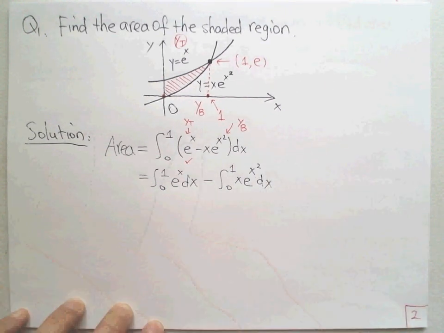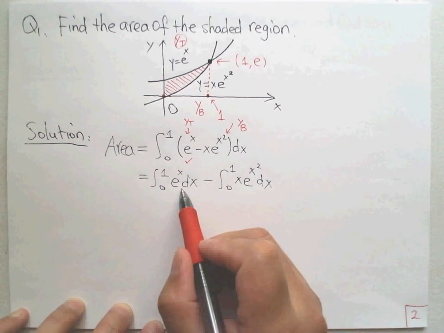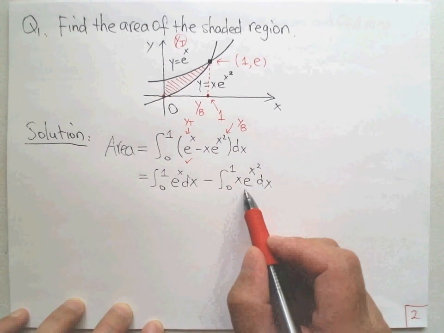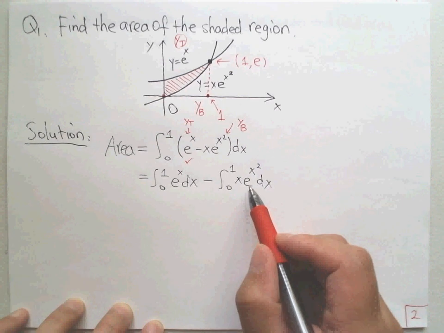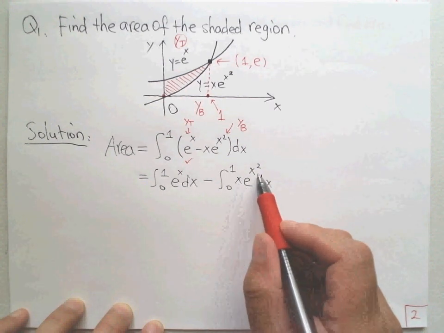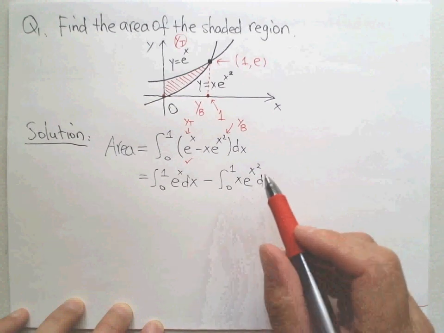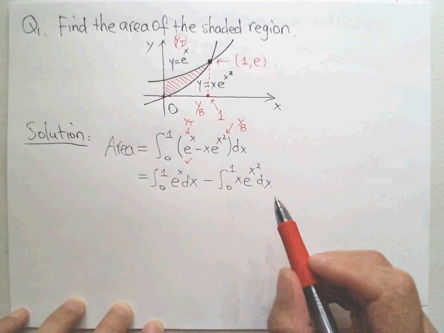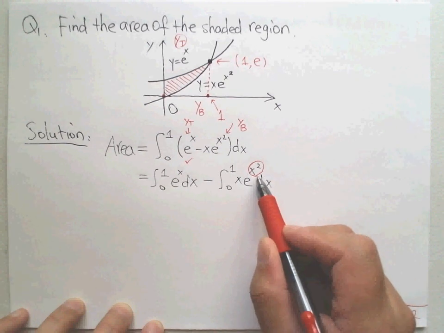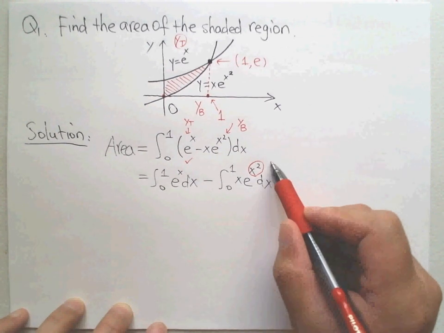The first is already done. So how about the second? For the second, we cannot find a single antiderivative formula for this function, because this is a complicated function. However, we can do substitution.